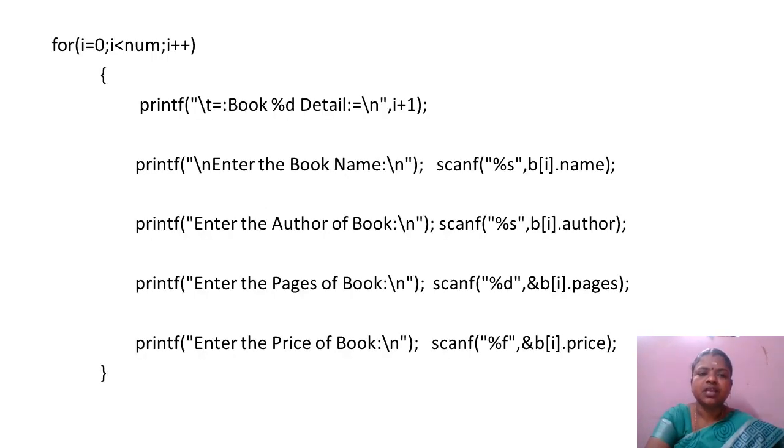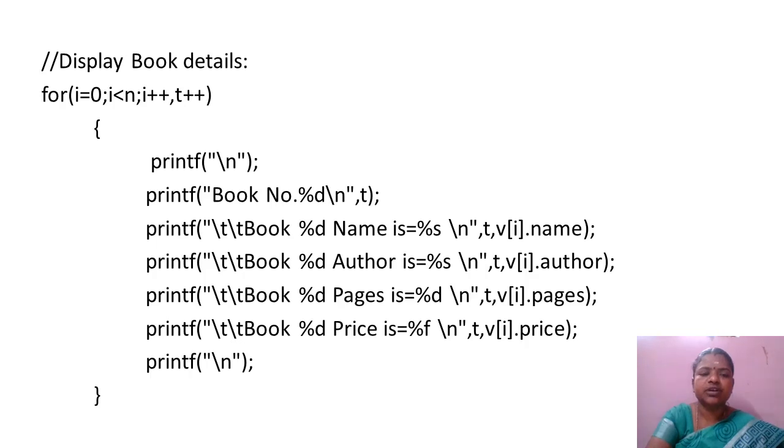Then we start the for loop. If the user has entered 2, you execute this block 2 times and you get the details of the book. For example, for book 1 detail, you enter the book name as B of i dot name. Here B of i represents your structure variable. The dot operator is used to access the name member in the structure. Similarly, you get B of i dot author, B of i dot pages, and B of i dot price. The loop is executed a number of times. Here NUM is the number given by the user. If the user has entered 2, then 2 book details are taken from this for loop.